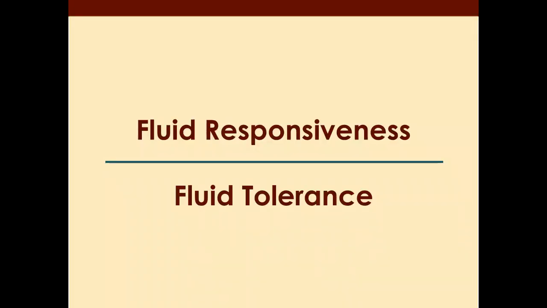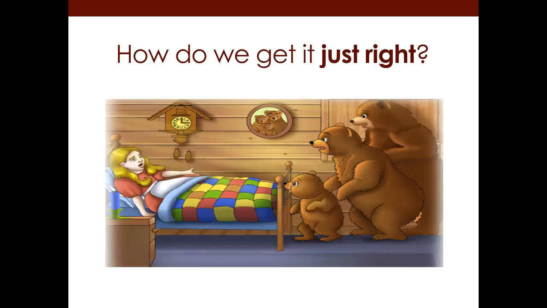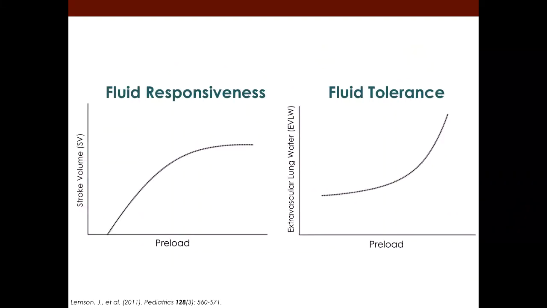Okay. So we've talked about fluid responsiveness. We've talked about fluid tolerance. Now, let's go back to the bedside where we are managing our fluid status for our patient, and we're trying to still figure out how do we get it just right. And the way that we get it just right is we got to think about these two curves together at the same time. So in the fluid responsiveness curve, you want your patient to be just past the steep portion of the curve. That's the optimal place for them to be. In the fluid tolerance curve, on the other hand, you want your patient to be just before the steep part of the curve, which is where you want to be.